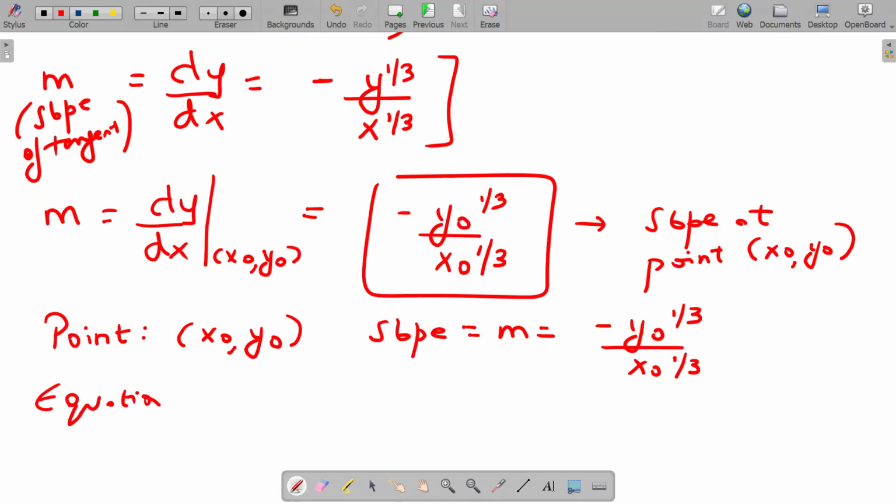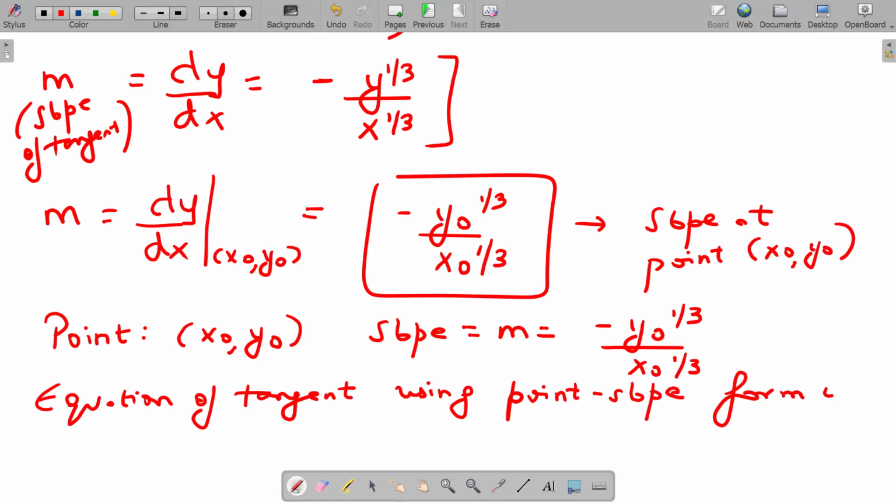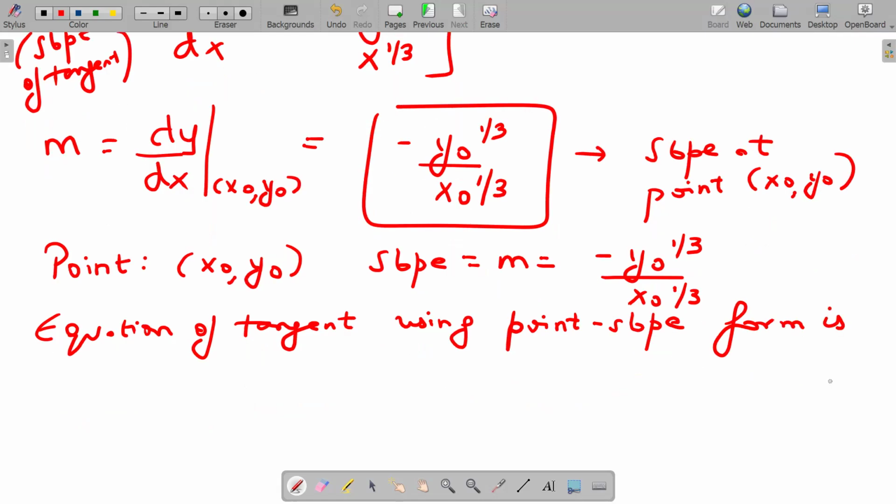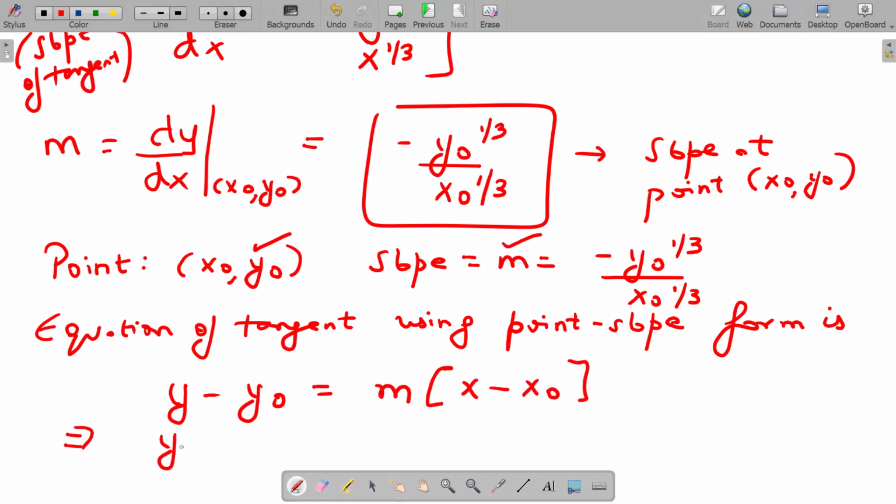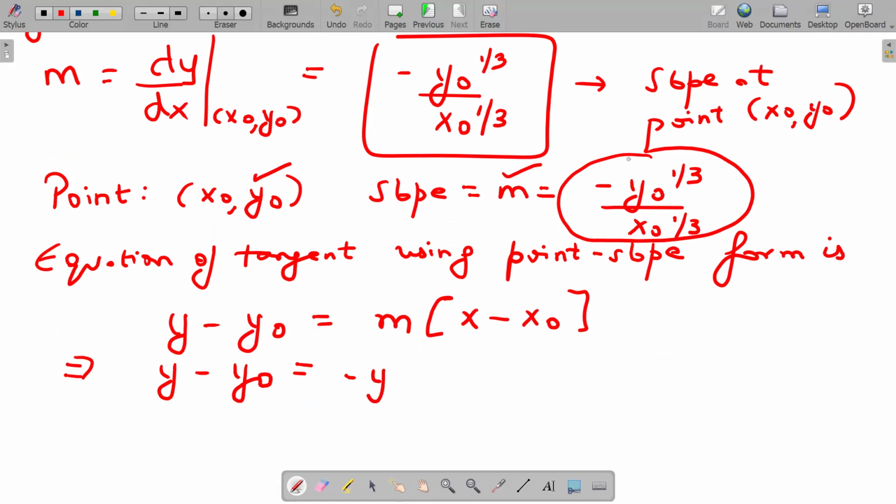So I can write the equation of the tangent using the point slope form. I cover the point slope form in my lectures on coordinate geometry: how to find the equation of a straight line? It's y minus y0 equals the slope m times x minus x0. Now guys, what is m? Just substitute the value of m. We have just found out it's negative y0 to the power 1/3 over x0 to the power 1/3 times x minus x0. All I have to do now is rearrange terms.